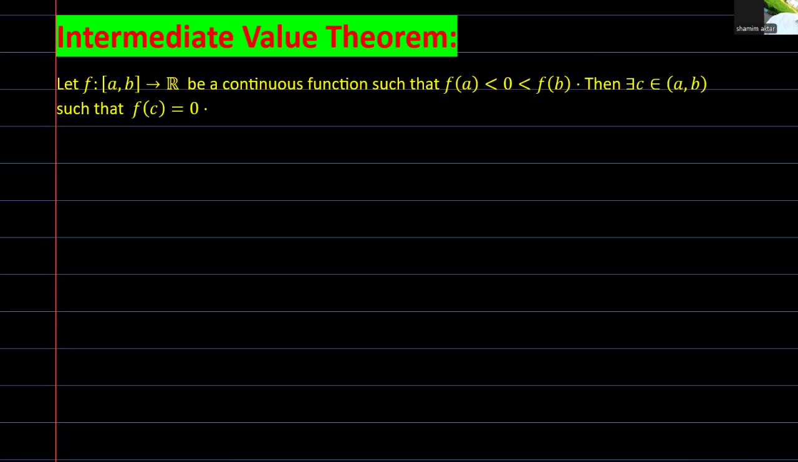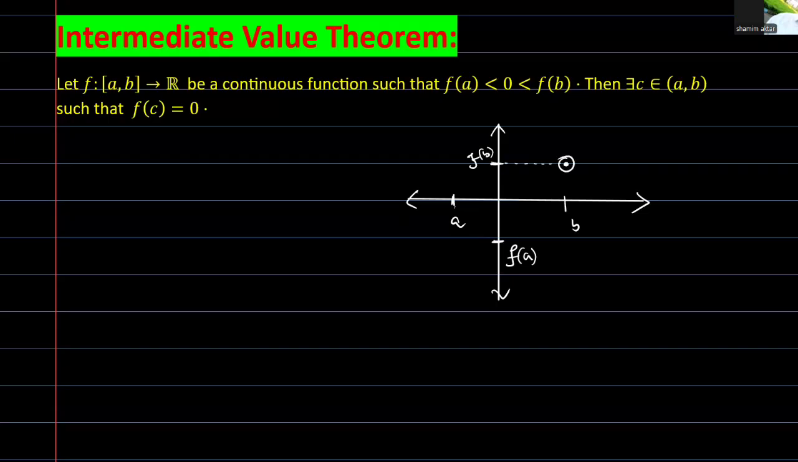The function must be continuous and the interval must be closed and bounded. Graphically, this is my x-axis and this is my y-axis. Suppose I have a here and b here. Suppose f(a) is a negative value, and f(b) is a positive value. The corresponding points are (a, f(a)) and (b, f(b)). This is a continuous function.